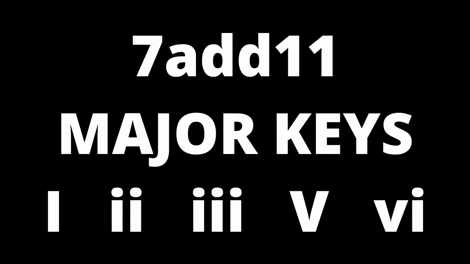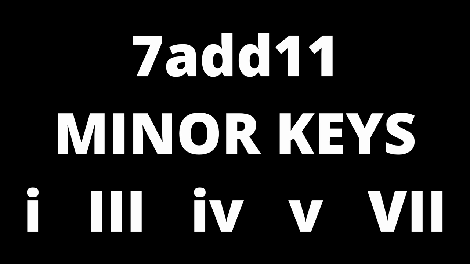If you're using them diatonically, which means strictly in a key, then 7th and 11th chords can feature as any of the 7 chords in a major key, except for the 4 and 7 chords. In minor slash Aeolian keys, this would be every chord except for chords 2 and 6.